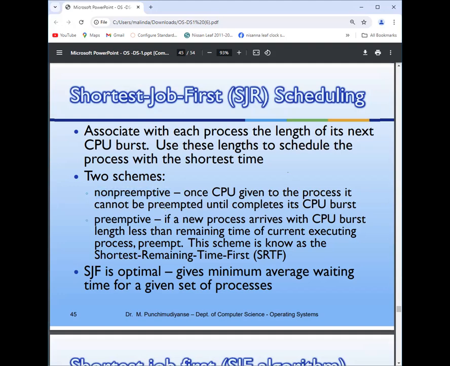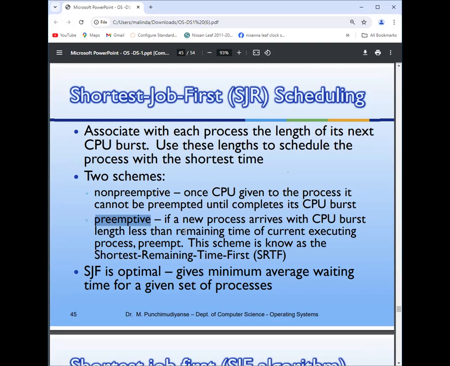Once the CPU is given to the process, it cannot be taken out. For example, if process 1 is given the CPU time, then until it completes its job, it cannot be taken out, right? And for the preemptive one, you can do so.